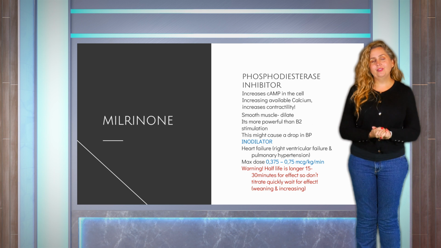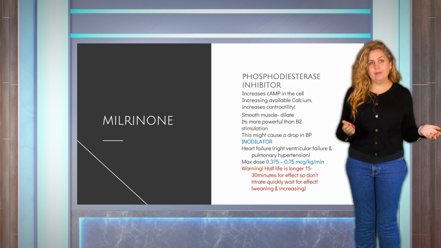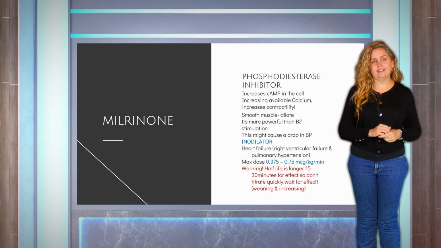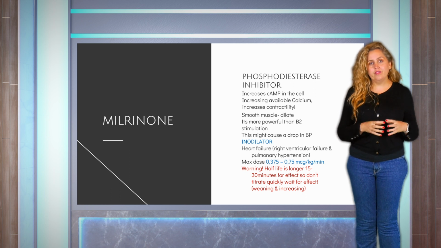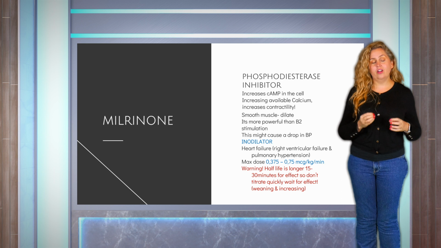Okay, so we've come to our milrinone now. And if you remember from our chart about the adrenergic receptors, it had zero effect on any of them. But milrinone is a powerful inodilator, but it works in a different way. So it's definitely a vasoactive drug. It's in this category, but it's not the same as the others.